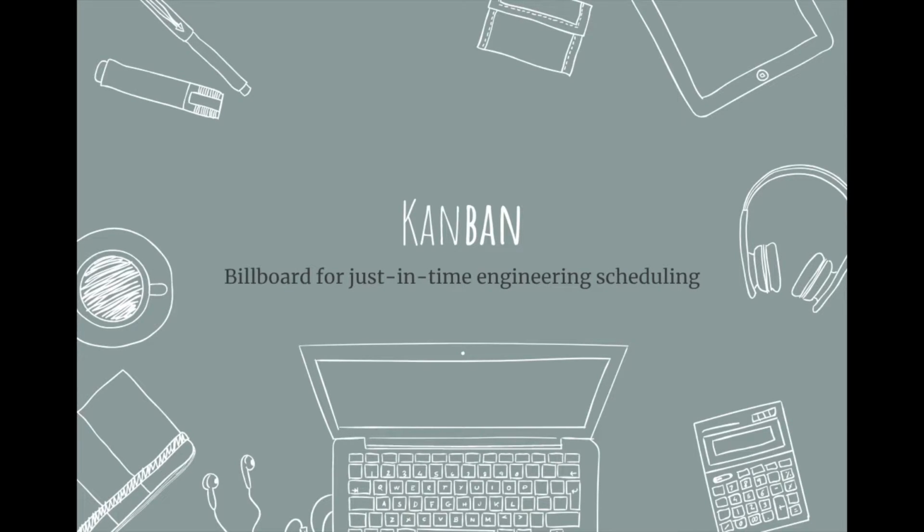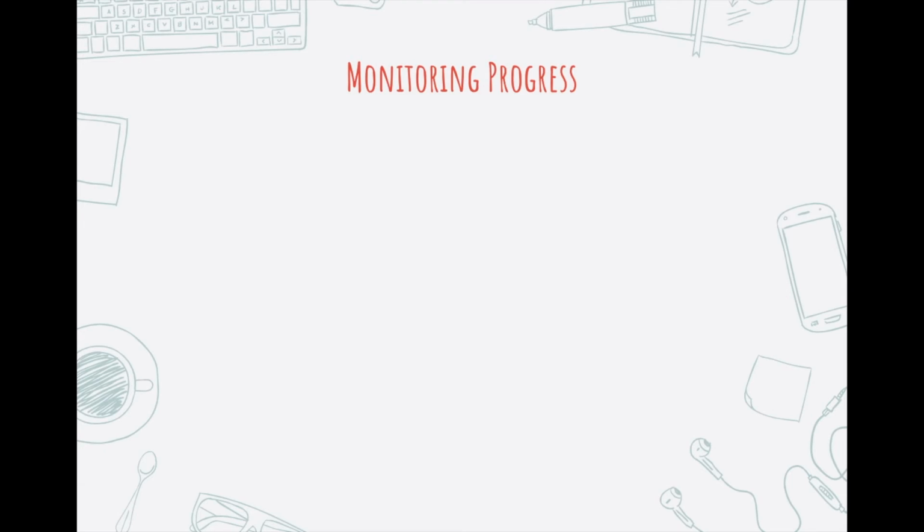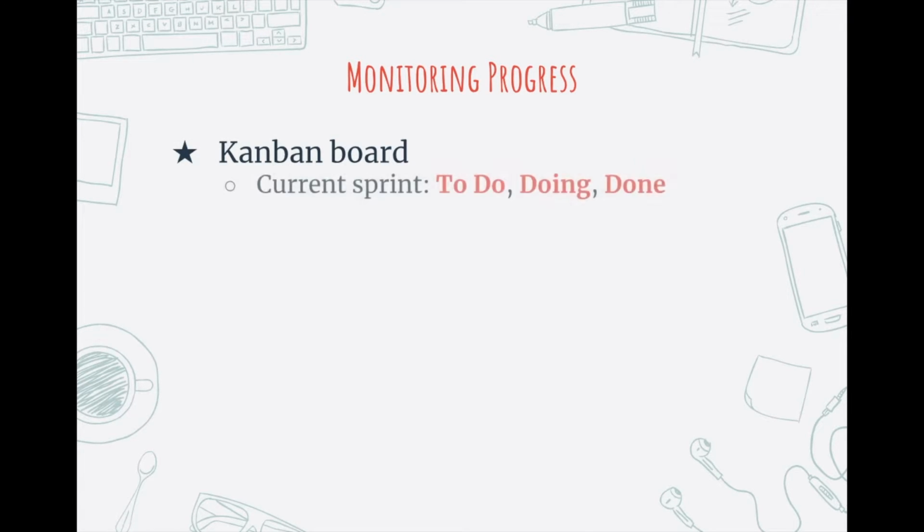Now, the second half of Scrumban comes from Kanban, which is a just-in-time engineering scheduling system to help you manage your progress. Within a Kanban board, you have a list of what you're currently planning to do, what is currently being done, actively worked on by one of the developers, and what has already been accomplished, which falls in the done bucket.